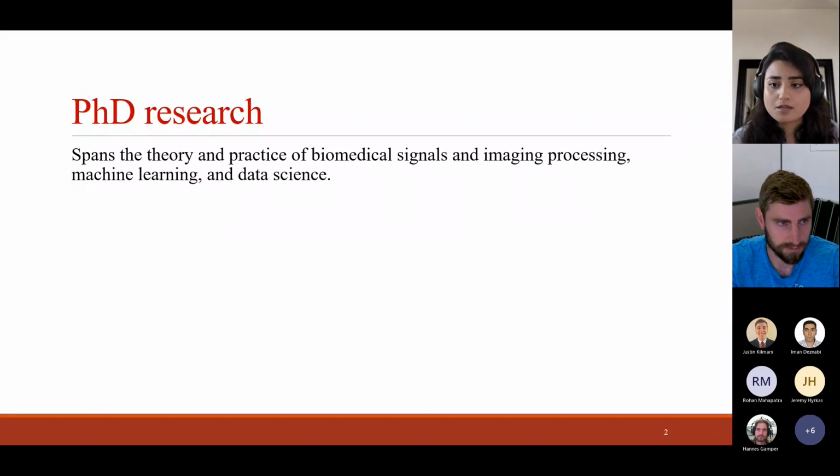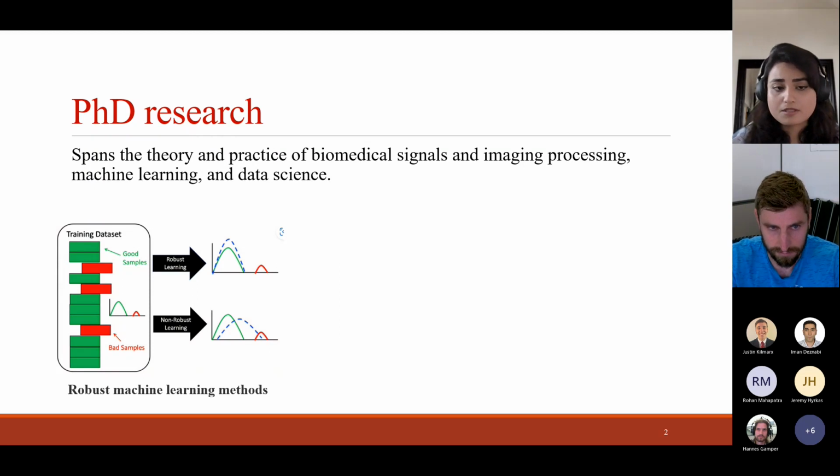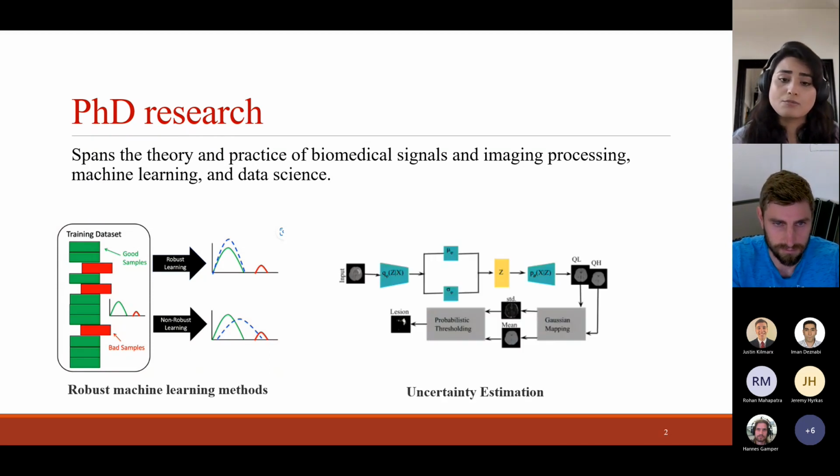In particular, in my PhD thesis, I am trying to address the problems related to limited and noisy data in the training set. So I developed methods for robust machine learning in order to handle the noise in the training data. And also, I focused on uncertainty estimation. This uncertainty can be used in order to evaluate the reliability of our models and also for anomaly detection.